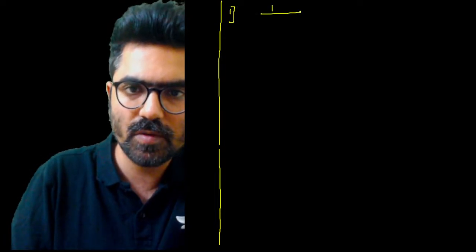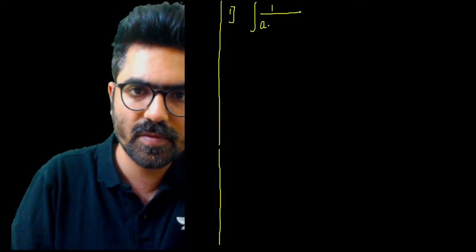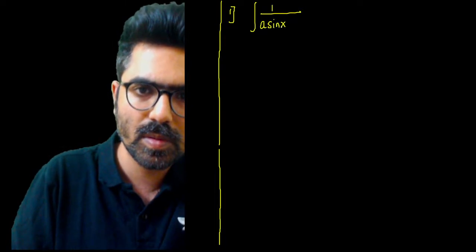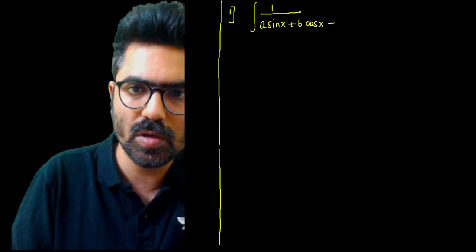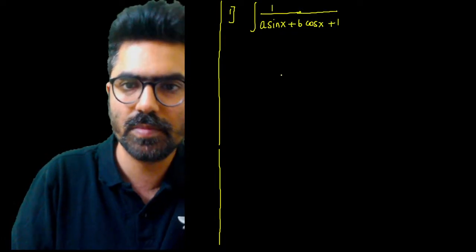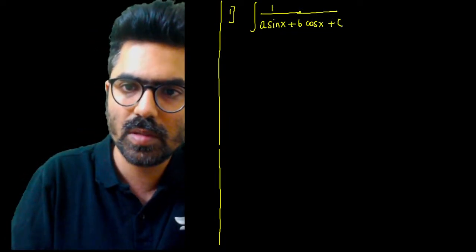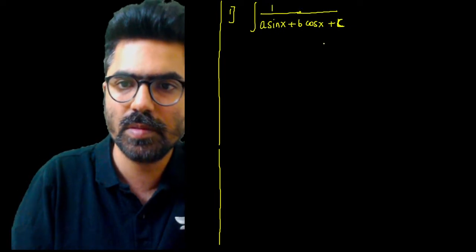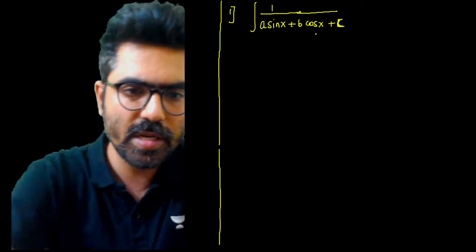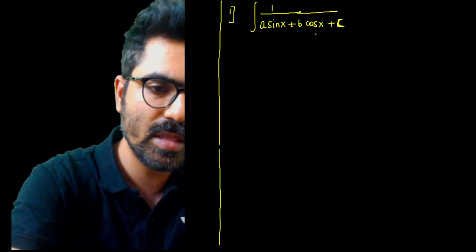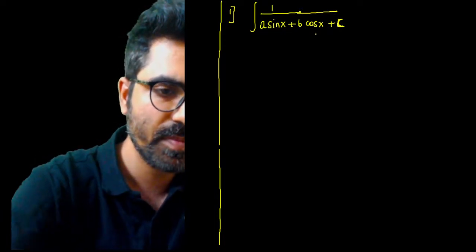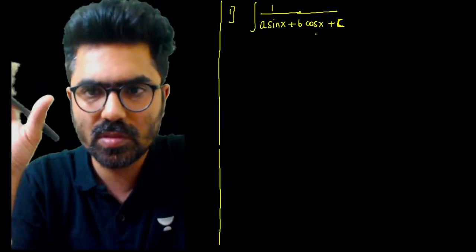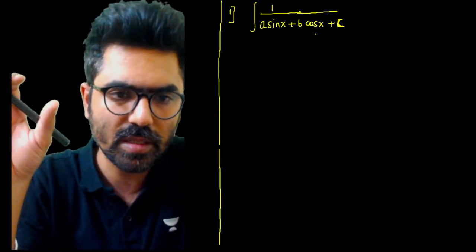First type is the integration of 1 upon a sin x plus b cos x plus c. Any constant can be there. This is 1 upon linear in trigonometry, and trigonometry also considers sine and cos only. This is 1 upon linear in sine and cos: a sin x plus b cos x plus c.